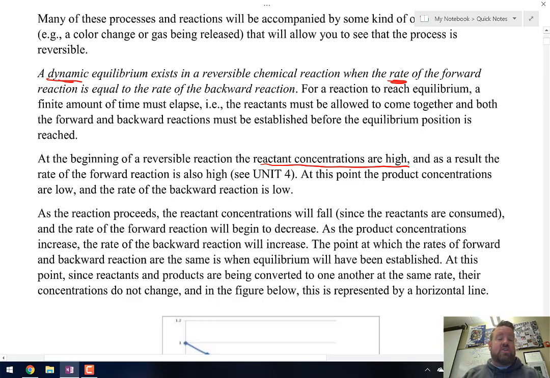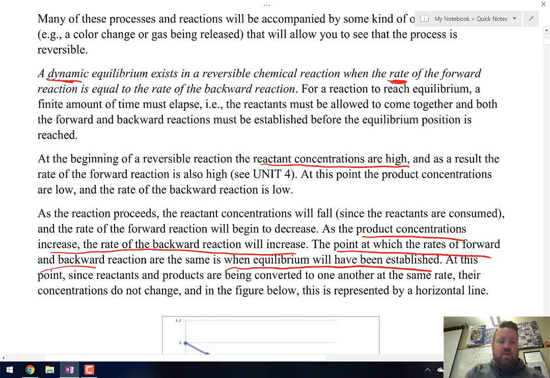Okay, as the reaction starts to go, though, the reactant concentration will start to go down since we're using up the reactants, and at the same time the rate of the forward reaction will also start to go down. And as the product concentrations increase, so as we start to make products, the backward reaction will start to go faster. So as the product concentrations increase, the rate of the backward reaction is going to increase. And then again, that point at which the rate of the forward reaction and the backward reaction are the same is when equilibrium has been established.